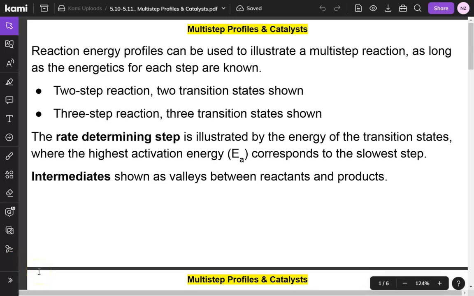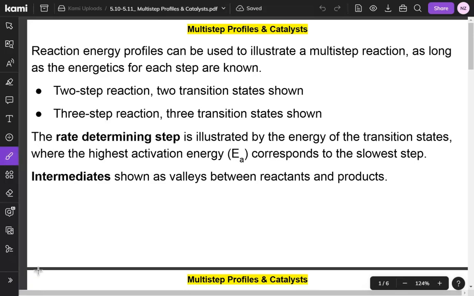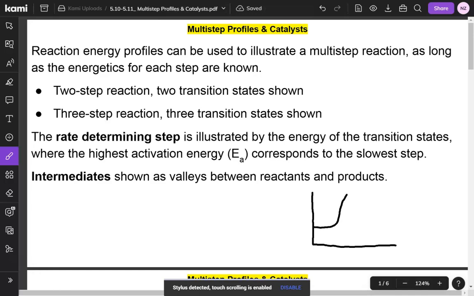In this video, we're going to talk about multi-step profiles and catalysts. So in the previous lesson, we talked about reaction profiles. A reaction profile, also known as a potential energy diagram, shows your reactants, your activation energy, and then your products.